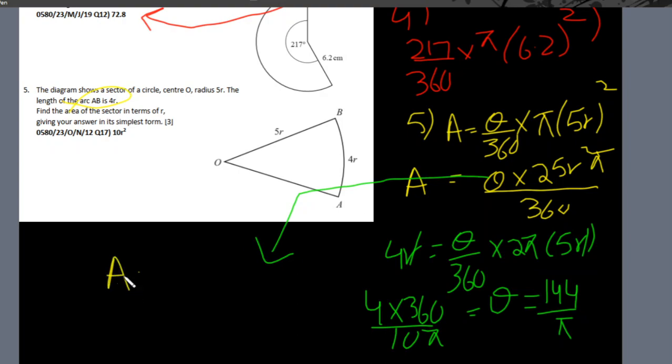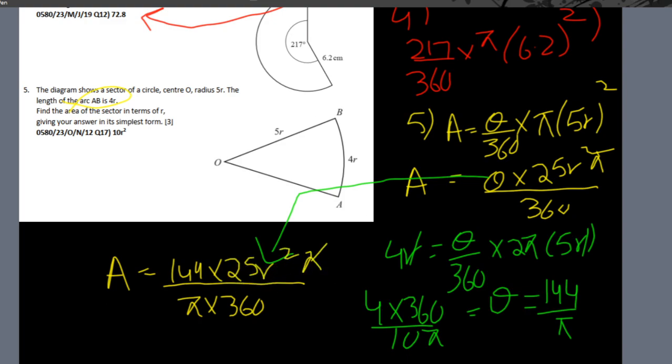So area equals 144 over pi times 25 r squared pi over 360. So now pi and pi get cancelled and the constants get multiplied. 144 times 25 divided by 360, which is 10. So area equals 10 r squared, like given in the marking scheme.